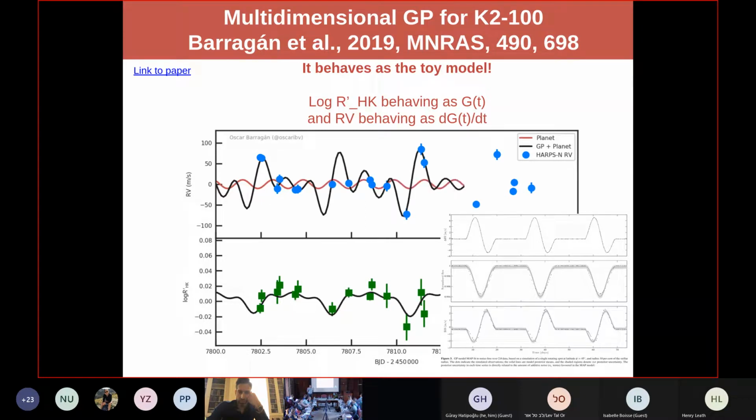So this was really encouraging. This showed that it was possible to detect planets in RVs of really young active stars. So we continued with this.